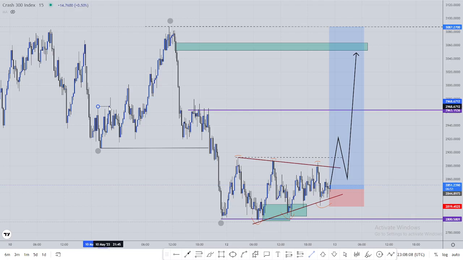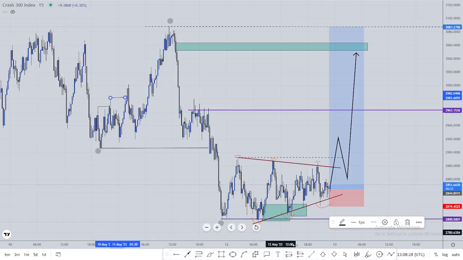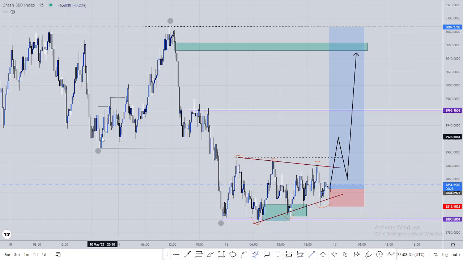Once that internal change of character happened, the first time it failed, then the second time it came and achieved it around this level. So after achieving that internal change of character and giving us a pullback, in this case it pulled back into a demand and also into a support, because this was a support, it pulled back into a support. So you would have entered your aggressive trades there.